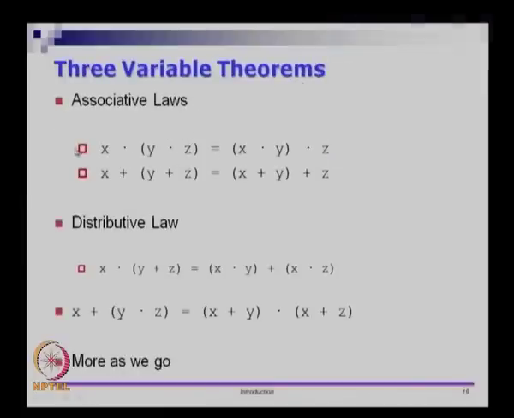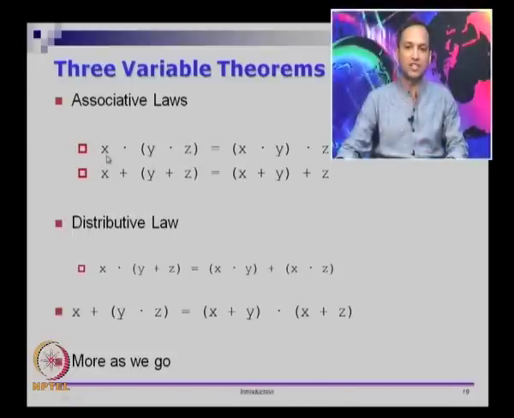3 variable theorems assume that there are 3 switches x, y and z and they are connected in this fashion. If we put all of them in series, this is what it means, y is connected in series with z and that setup is connected in series with x. The value that x and y and z takes is the same as the value that x and y will take ANDed with z. Similarly, x or y or z will take the same value as x or y, ORed with z. So, this is called associative law.